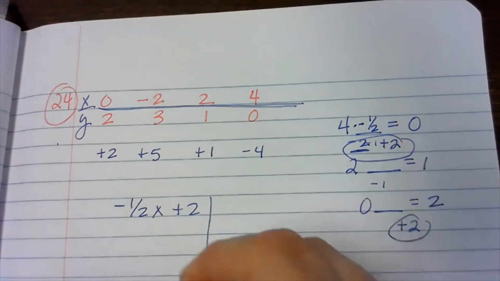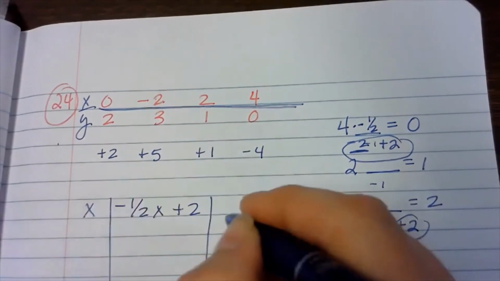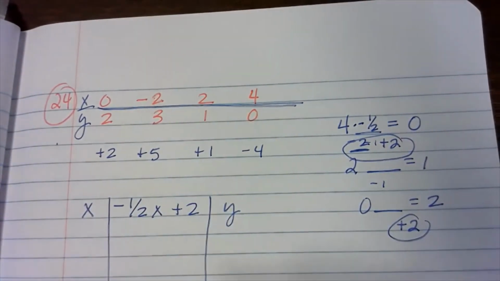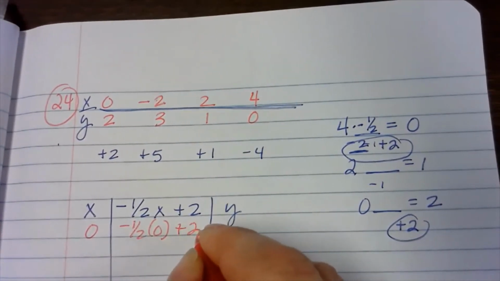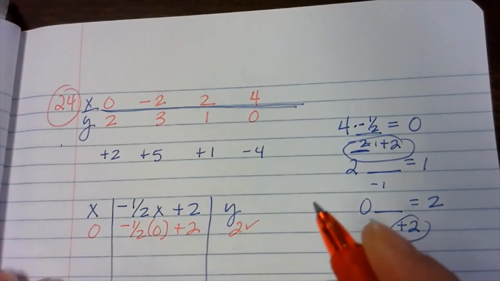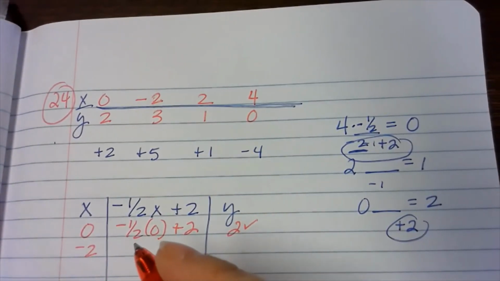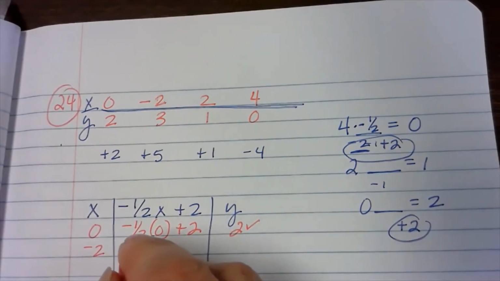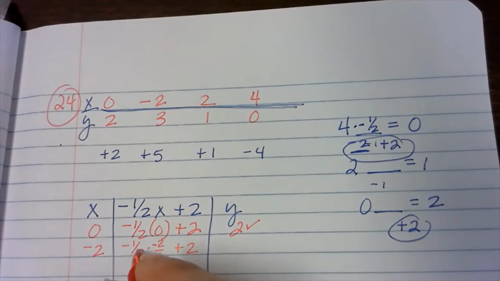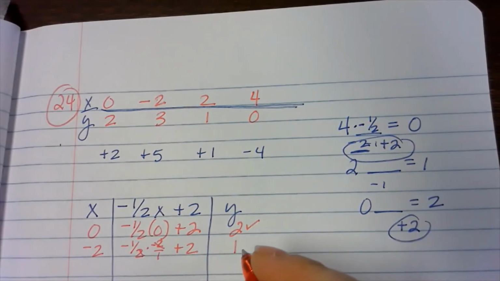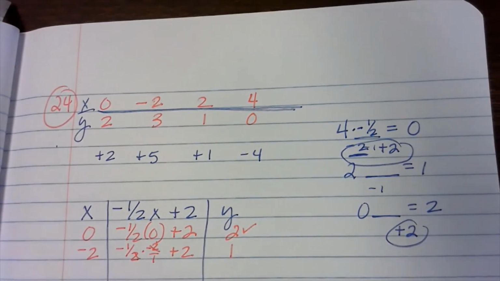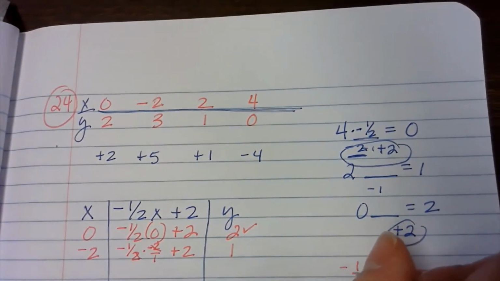Okay, so let's see. I don't know, let's just see if it works. So I've got x and y. Let's start with 0. If I took -1/2 times 0 plus 2, I get 2. So that one's correct. I'll use -2. I'll have -1/2 times -2 plus 2. So these would cancel. I'd have -1 plus 2, which would give me a positive. And then I'm like, negative 1/2.